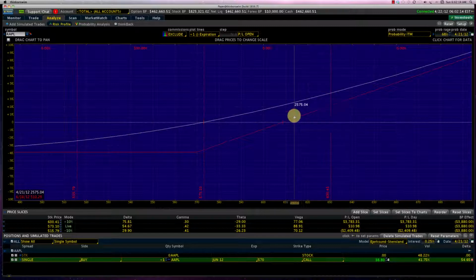But really what's important to us is also what happens between now and then. So how do we analyze or simulate that? And that's exactly what the white line is for. So the white line tells you what will happen today.